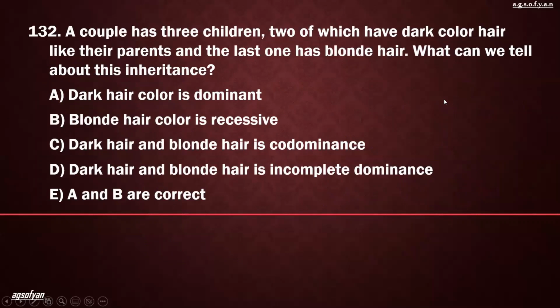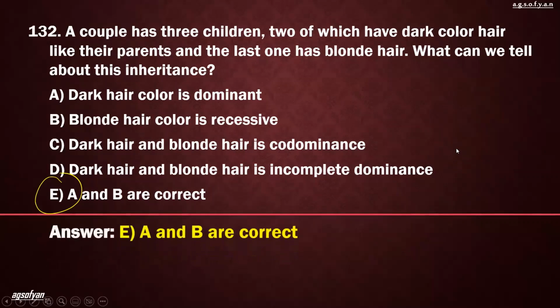A couple had 3 children, 2 of which have dark colored hair like the parents, and the last one has blondie hair. What can you tell about this inheritance? It has more dark-haired children. Which one is going to be dominant? Dark hair is dominant and blonde hair is recessive. So which answer is it going to be? It's going to be A. No, B is correct too. Blondie is recessive. So A and B. You get it?